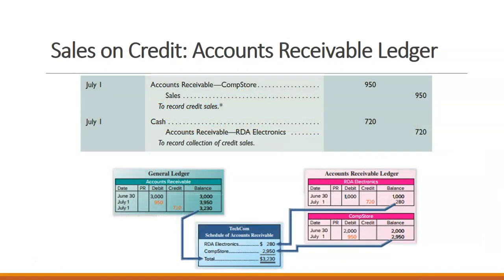When we look at the sales on credit in our accounts receivable ledger, you can see these transactions here, where we have our general ledger for accounts receivable, and then we have our accounts receivable subsidiary ledger, where each company that is one of our customers has their own individual account. So we know which customer owes us money at what time.